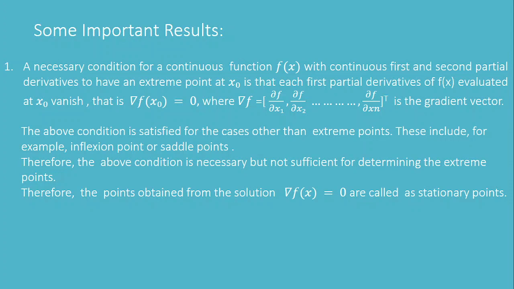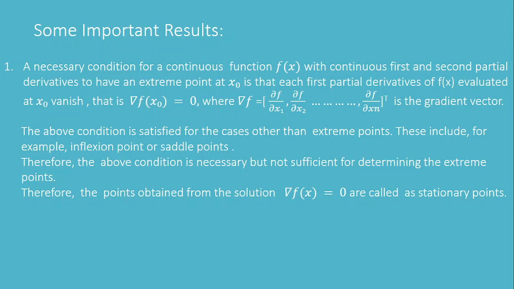A necessary condition for a continuous function f(x) with continuous first and second partial derivatives to have an extreme point at x0 is that each first partial derivative of f(x) evaluated at x0 vanishes. That is, del f at x0 = 0, where del f is the gradient vector. This condition is also satisfied in cases other than extreme points. These include inflection points or saddle points. Therefore, the above condition is not sufficient for determining the extreme points.